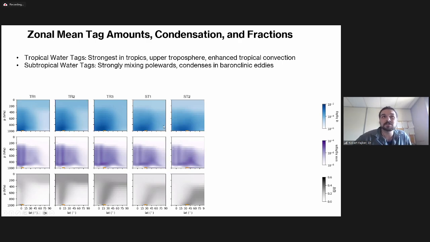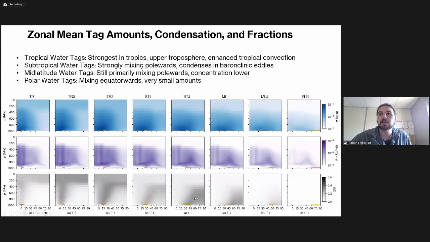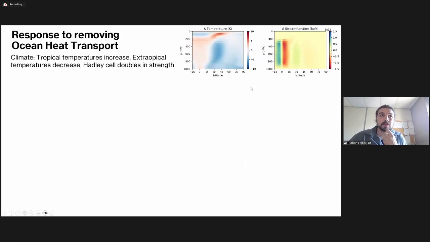If we take a look at the subtropical water vapor, now you can see a lot of it spreading out and mixing much more equatorwards. You can see a lot of it condensing in the baroclinic eddies and causing condensation there. And especially this water vapor coming just polewards of 30 degrees, a lot of it is really important in the poles. I skipped ahead a little too far, but you can see the mid-latitude water vapor is doing something kind of similar to the subtropical water vapor. And finally, the polar water vapor is kind of interesting because there's not very much of it, but a lot of it mixes equatorwards. Okay, so that's basically what our setup looks like.